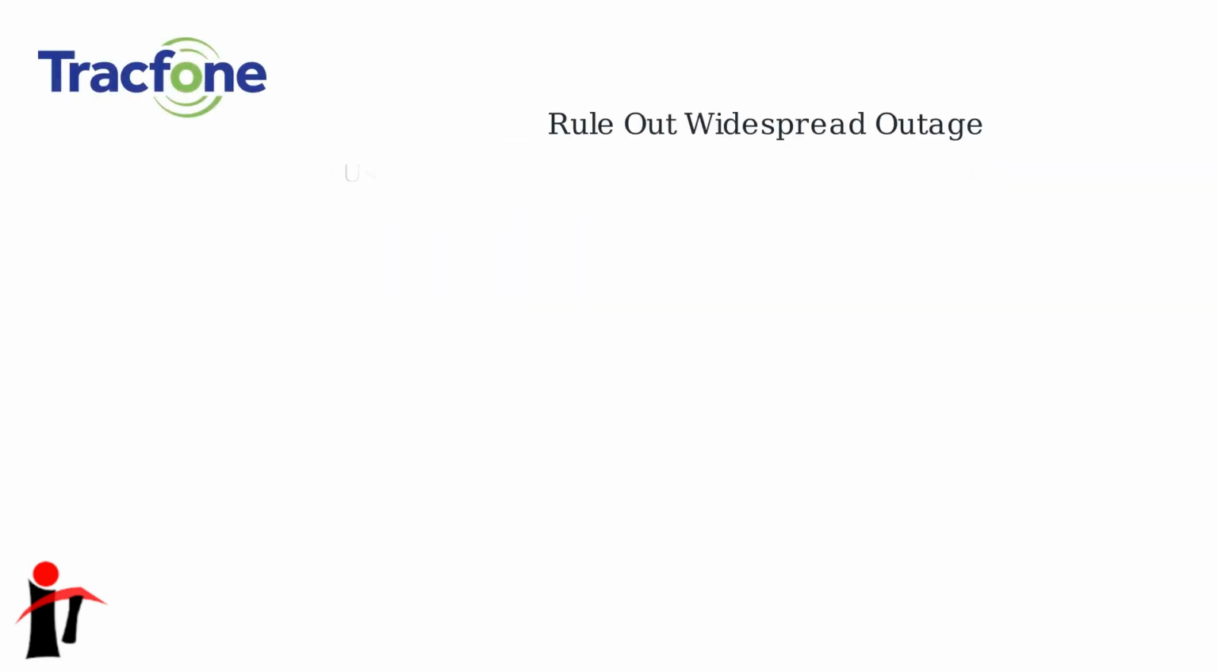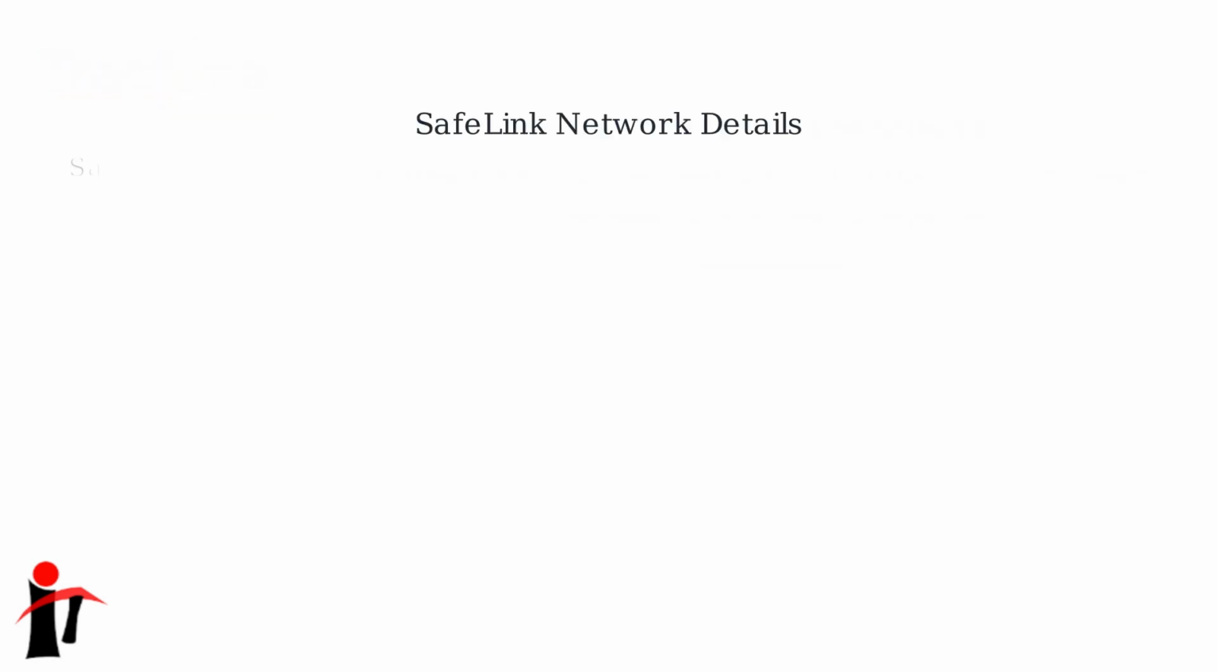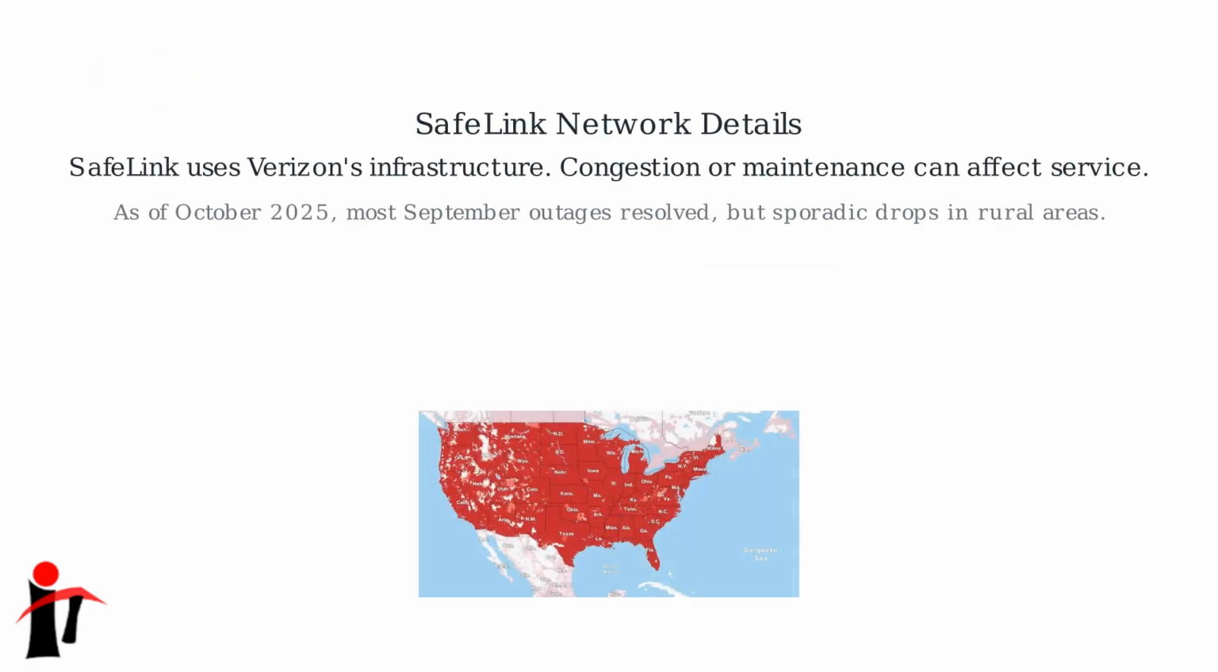Next, rule out a widespread outage. Use apps like Down Detector or check TrackPhone's support channels for reported issues in your area. If an outage is confirmed, the problem isn't your device, and you'll need to wait for the network to be restored. SafeLink predominantly uses Verizon's infrastructure, so congestion or maintenance on Verizon's network can affect your service.